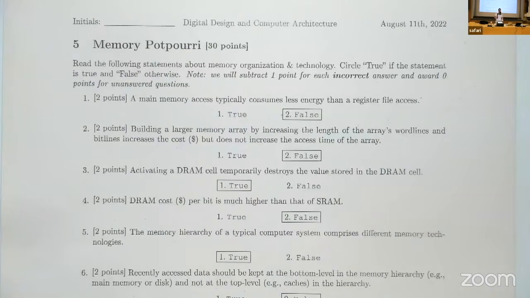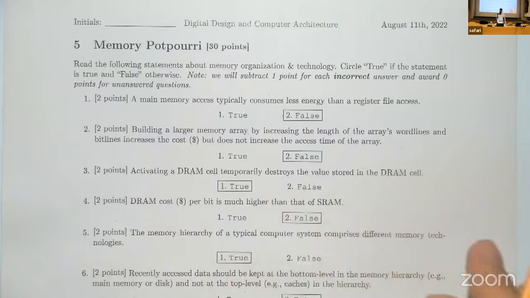Before I start with the questions, the policy for these sorts of questions is basically: if you circle the incorrect answer, we deduct 1 point. If you do not circle any of the answers, if you leave it blank, you don't get any points. And if you do it correctly, for this question you get 2 points for each true/false question.